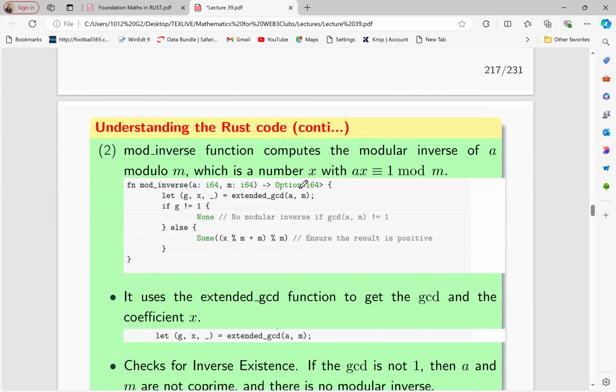Now, the mod inverse function is here. For this one, you see what it's doing. It will be using the function above. The one above has already found the GCDs. And this one checks if the GCD is not equal to 1. That is what this symbol means: if the GCD is not equal to 1, then there is no inverse.